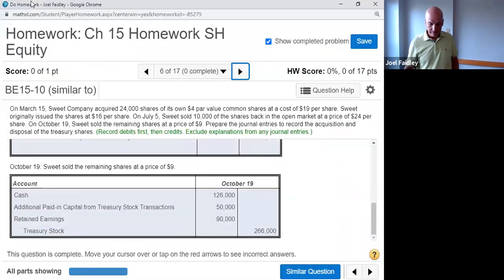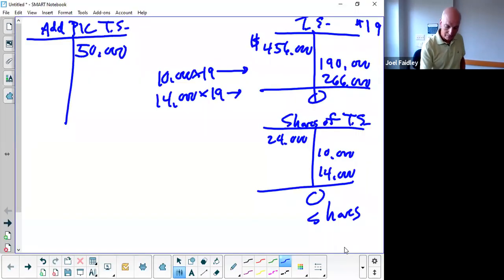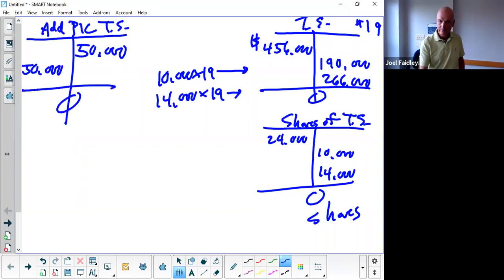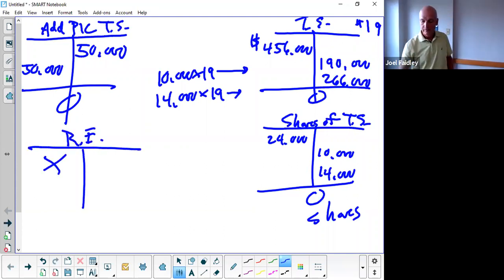And what happens then? We sell the remaining shares at $9. Well, I can only take that additional paid-in capital down 50,000, right? There's my 266. So if I go back over there to my notepad, that can only be reduced to 0. The rest of it has to go where? Retained earnings as a loss. There's the 266 right there.